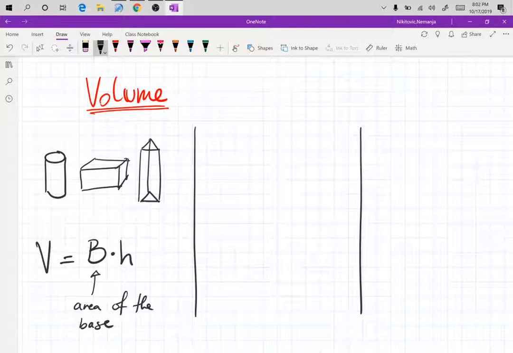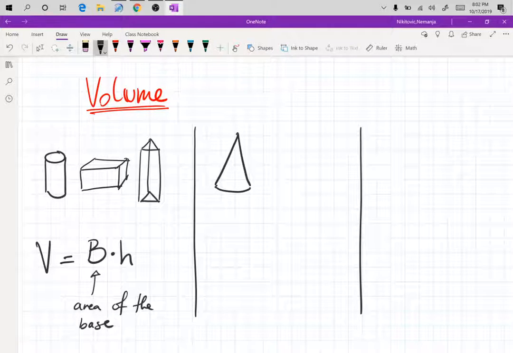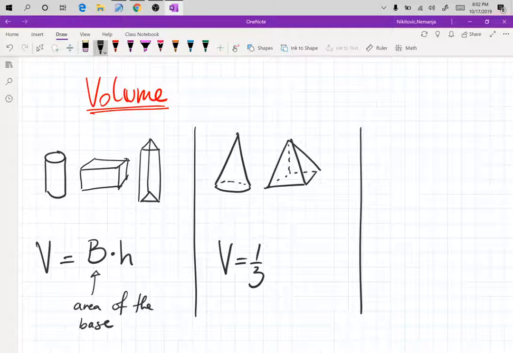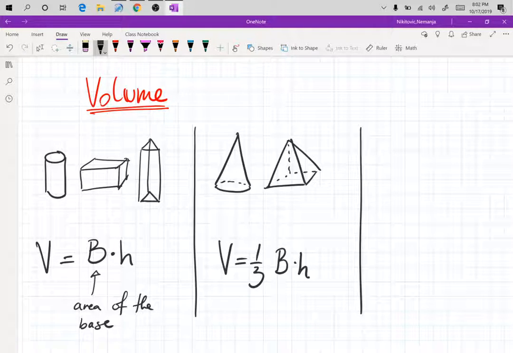The second category are spiky objects. I call them spiky objects. So we're going to have a cone. We're going to have a pyramid with whatever amount of sides you come up with. And those volumes are always 1/3 base times the height. So if you have a spiky object, you need to have the base. Now base could be circle, could be triangle, could be square, could be rectangle. I don't care what the base is. You have to figure out how to find the area of the base, multiply by height, and then 1/3 in front.